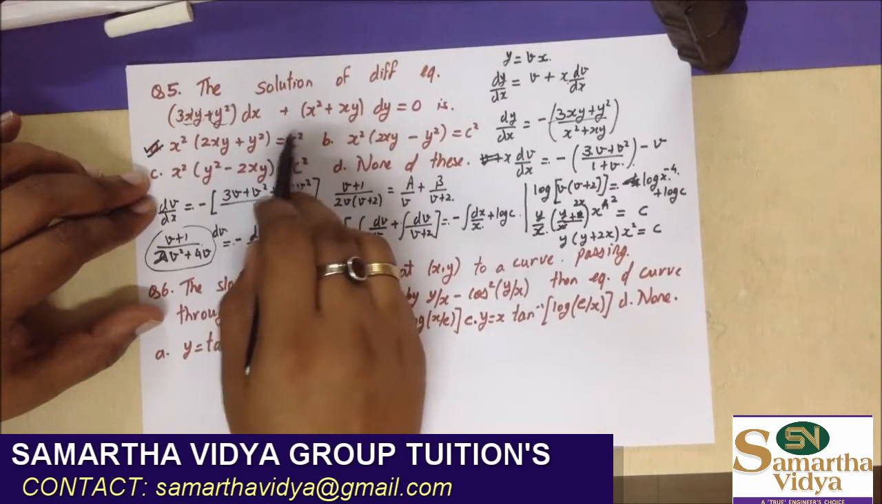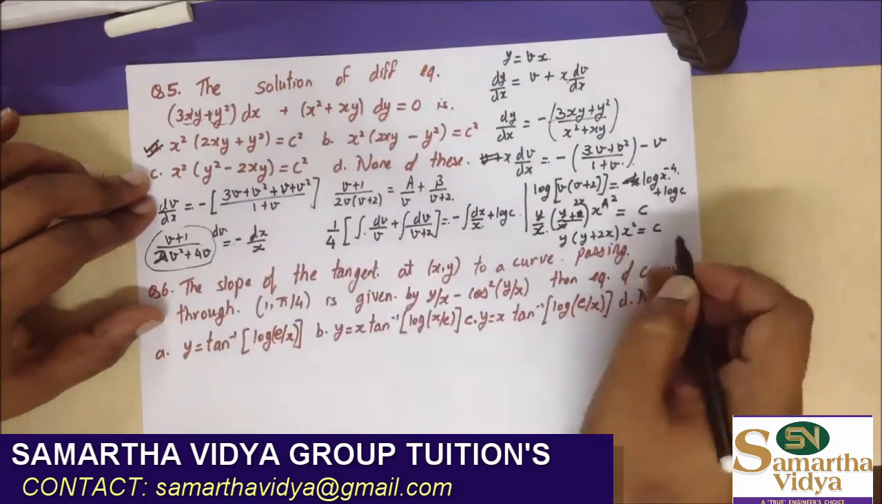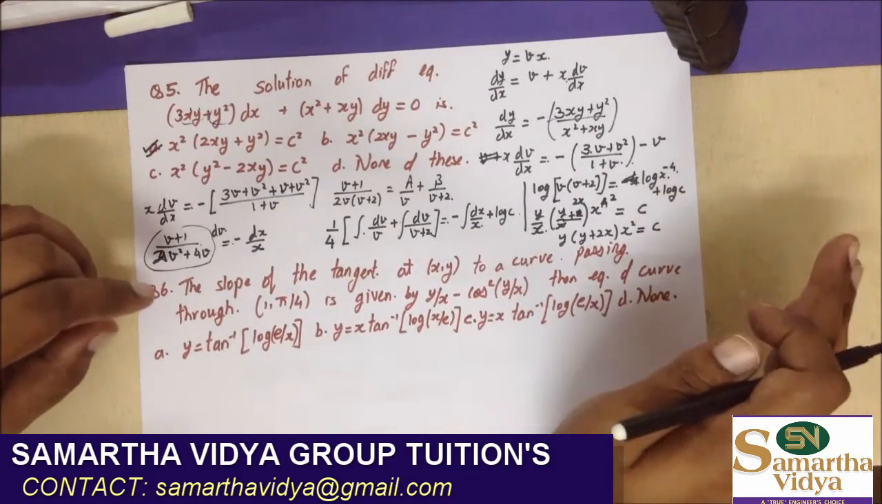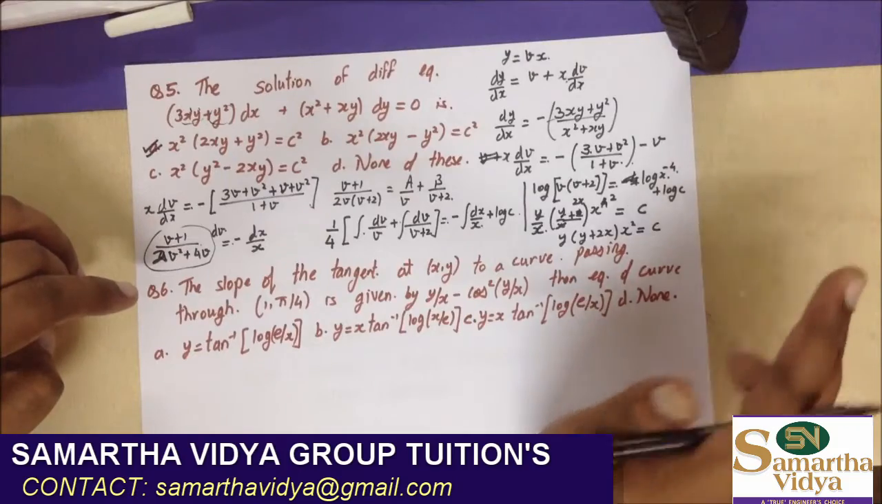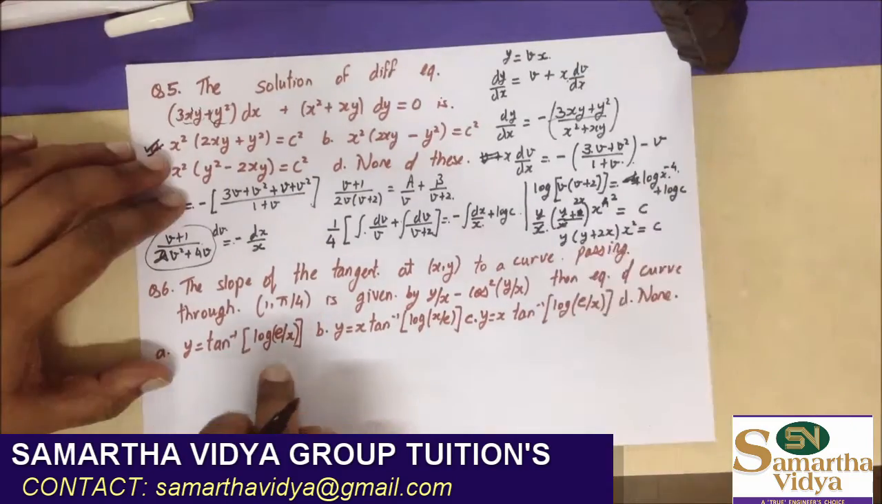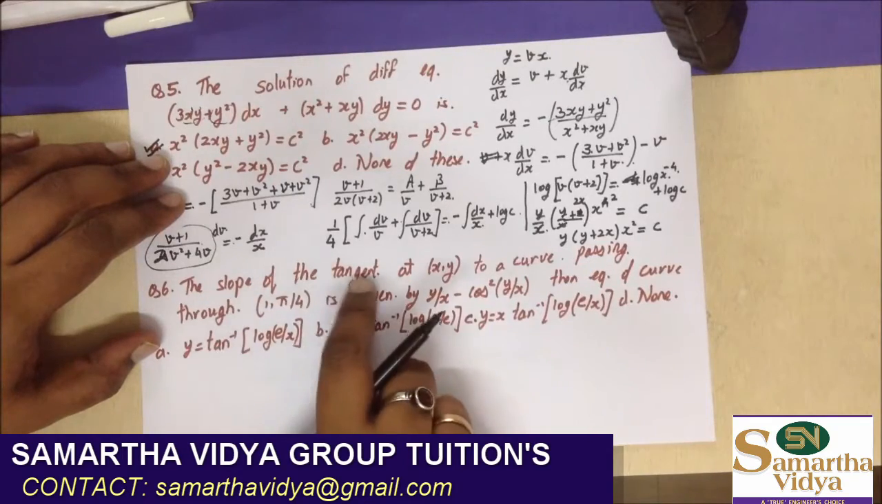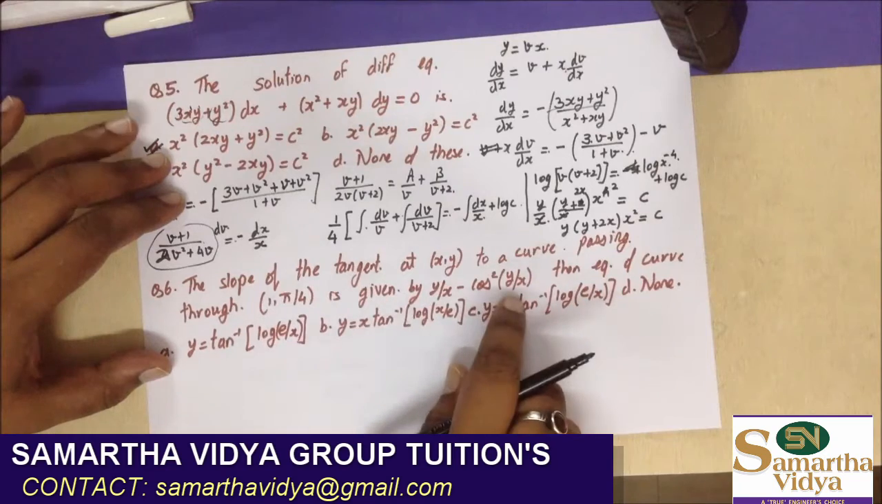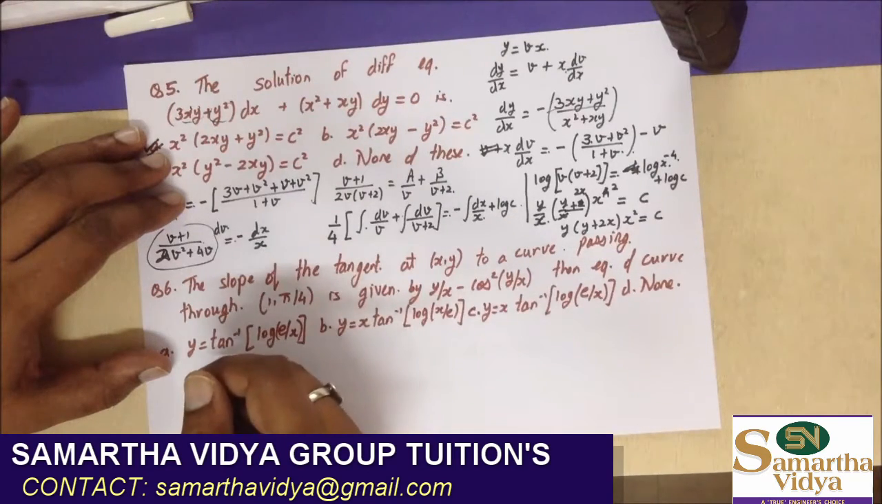Because even if they have given this as c square, we know that c is basically any constant and it can be written in any format, provided it is only multiplied or divided by a constant term. So going to the next one, they have said that the slope of the tangent at x comma y at this particular point is given by this. Then what is the equation of the curve?